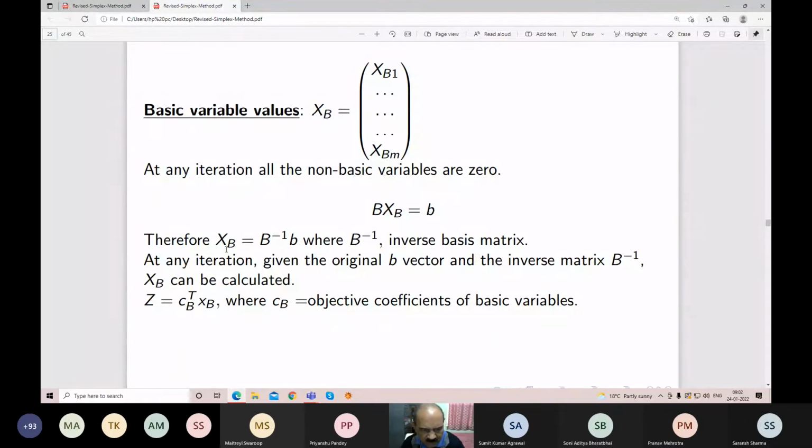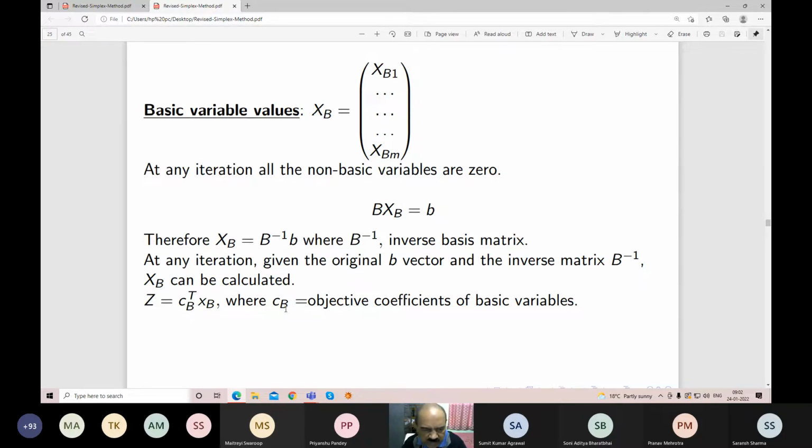So our xb equal to, what is xb? xb is the basis vector. That is B inverse, capital B inverse into small b, where B inverse is nothing but the inverse of the basis matrix. At any iteration, given the original vector b and the basis matrix inverse, this xb can be calculated in this manner. What is our z? Once xb is known, z equal to CB transpose into XB.